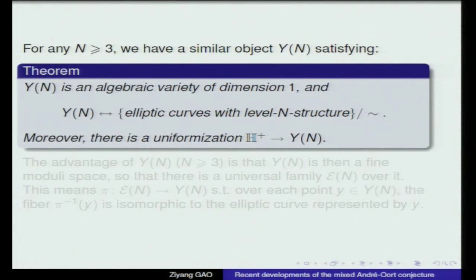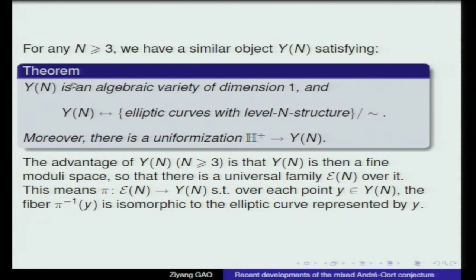For any positive integer n larger or equal to 3, we have a similar object Yn, which first of all is also an algebraic variety of dimension 1. And secondly, the points on Yn parameterize the isomorphism classes of elliptic curves with level n structure. And there is also the uniformization H plus to Yn defined similarly.